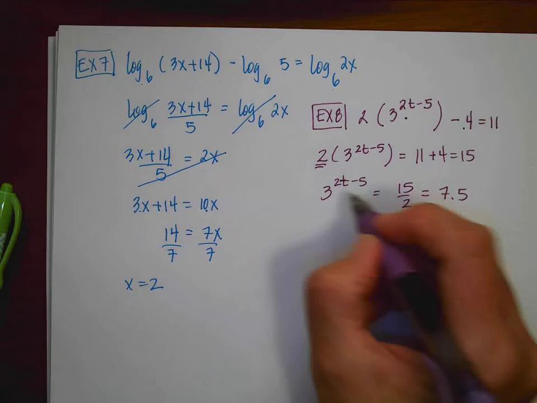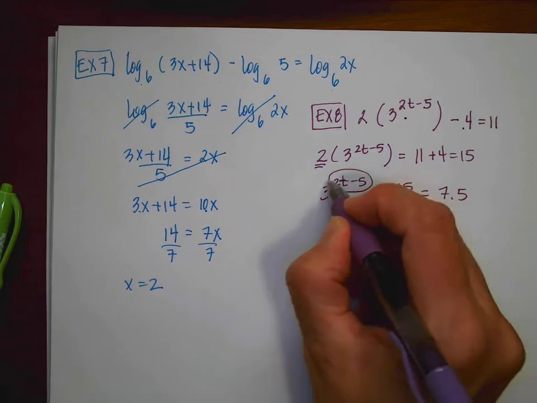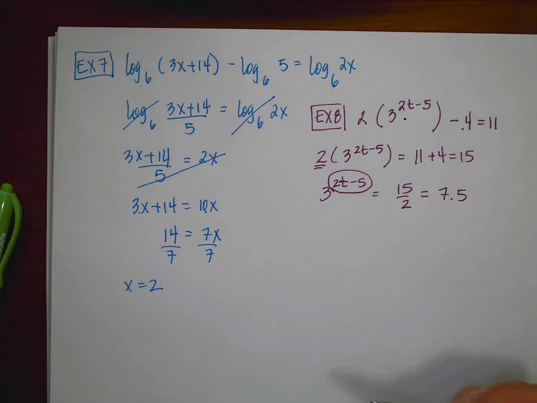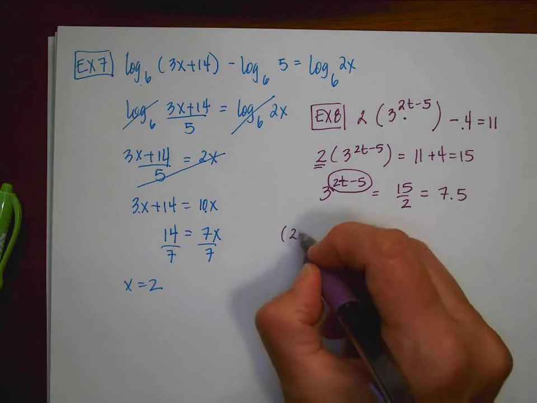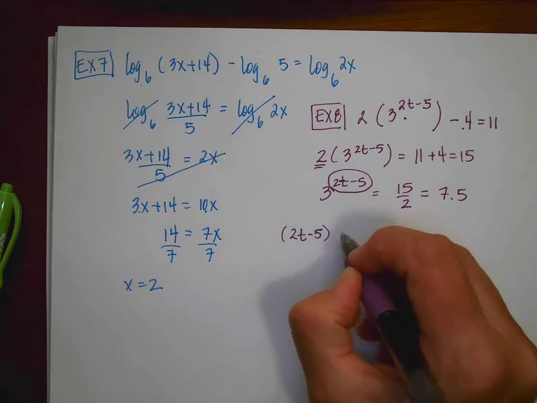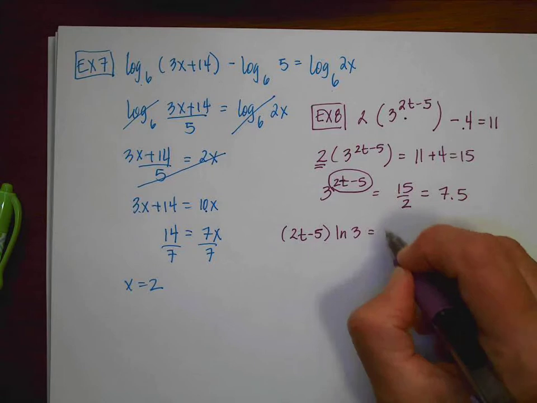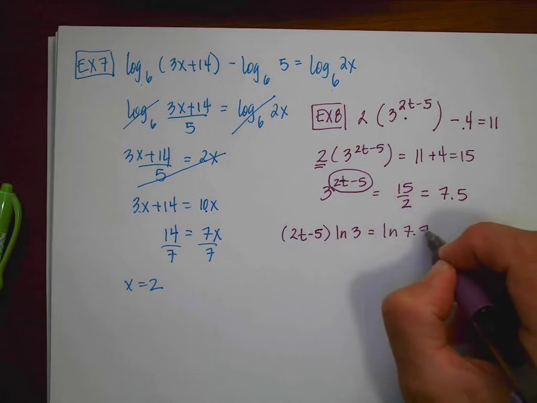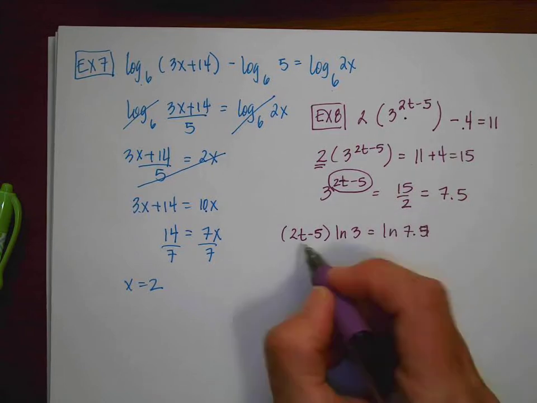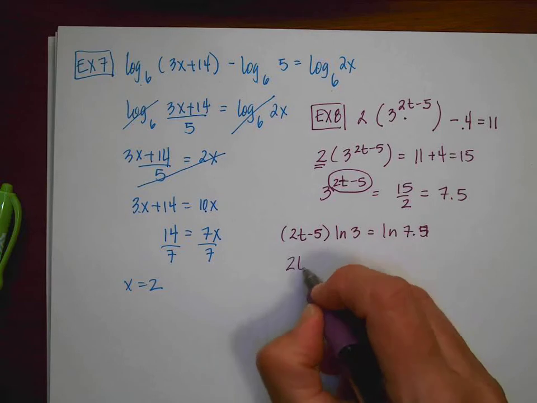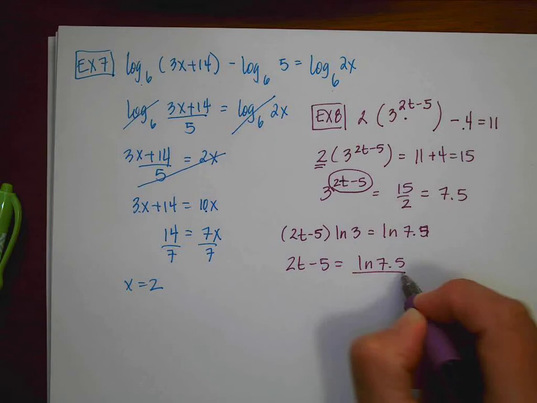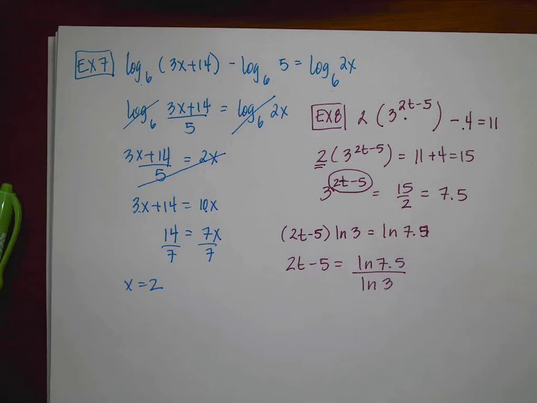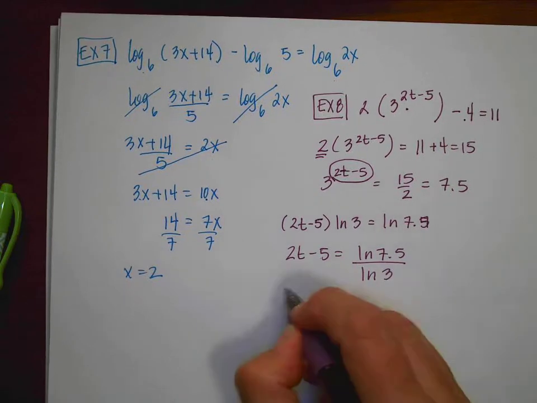Because this is in exponent form, I am going to go back to log form. And when I take the log of both sides, the property of exponents kicks in, and this 2t minus 5 is going to go out front. So in parentheses, (2t minus 5) times natural log 3 is the natural log of 7.5. The goal is still to solve for t. 2t minus 5 is the natural log of 7.5 divided by the natural log of 3.